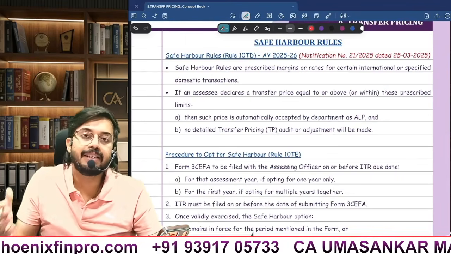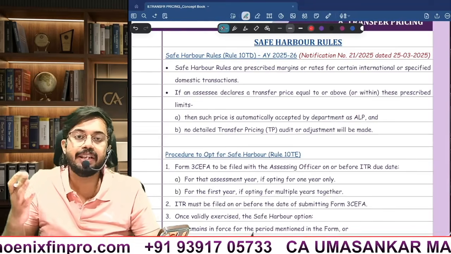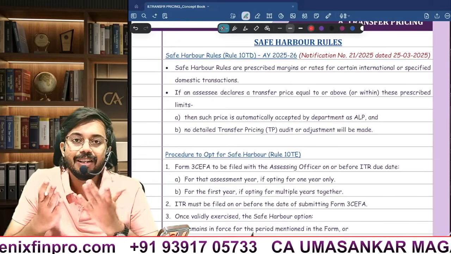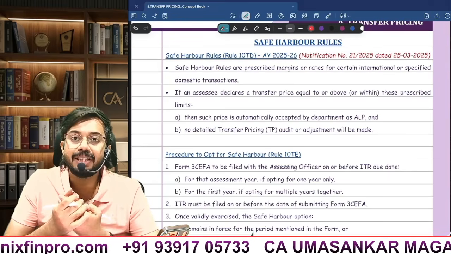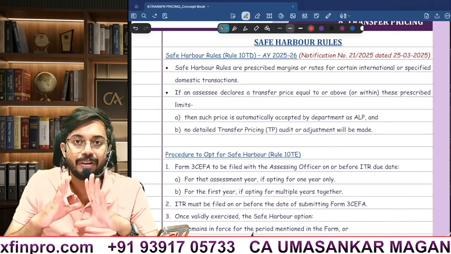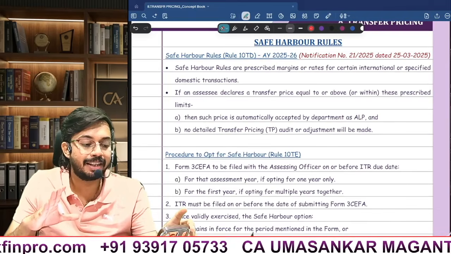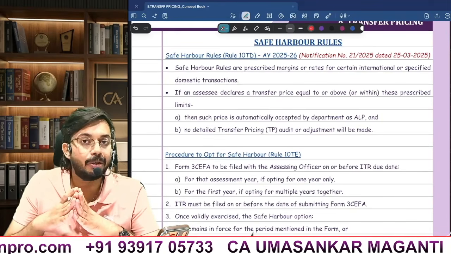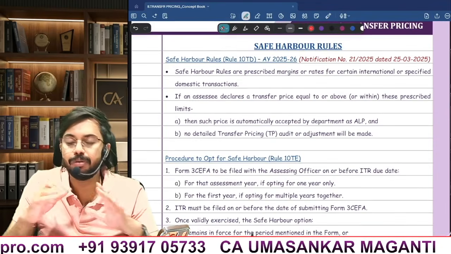Now we will discuss safe harbor rules. Till now, no question has been asked, but in RTPs, some questions are being asked from safe harbor rules. So that's why I'm revising even safe harbor rules for your safety. Worst case, if the paper is a bit difficult, then you should be able to handle it. That's why I will discuss safe harbor rules also.